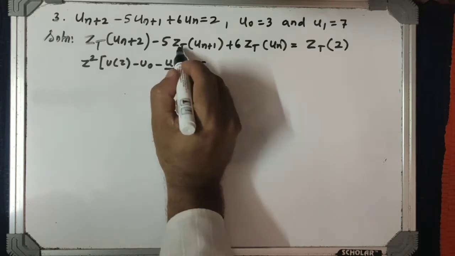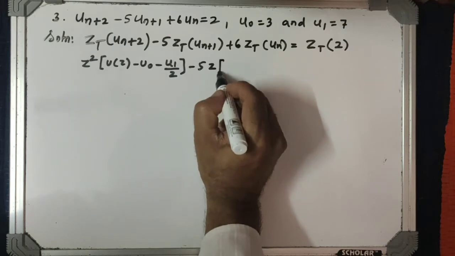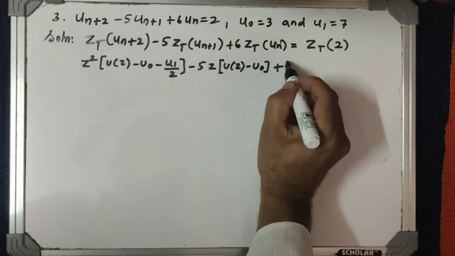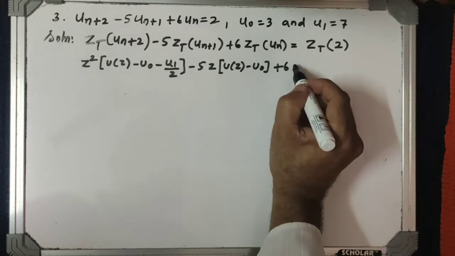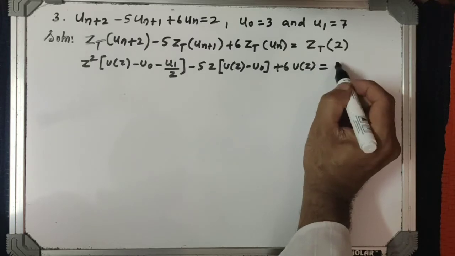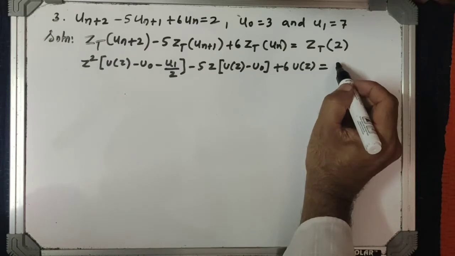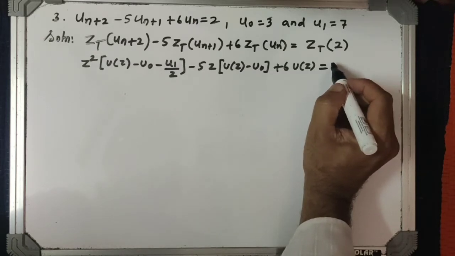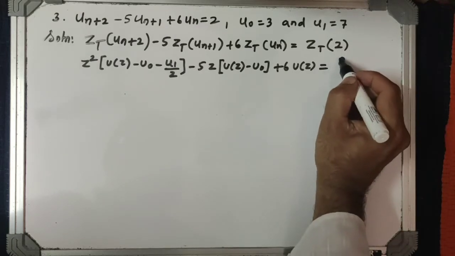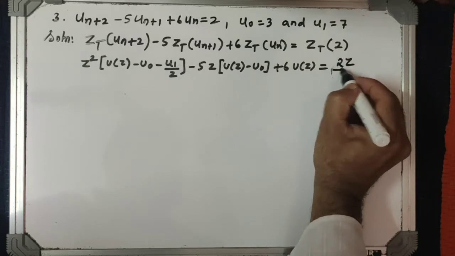Minus 5 times Z transform of u(n+1), which is z into U(z) minus u0, plus 6 times Z transform of the sequence u(n), which is a function of z, that is U(z), which is equal to 2. 2 is a constant and Z transform of 1 is z by z minus 1. So this is 2 into z by z minus 1.